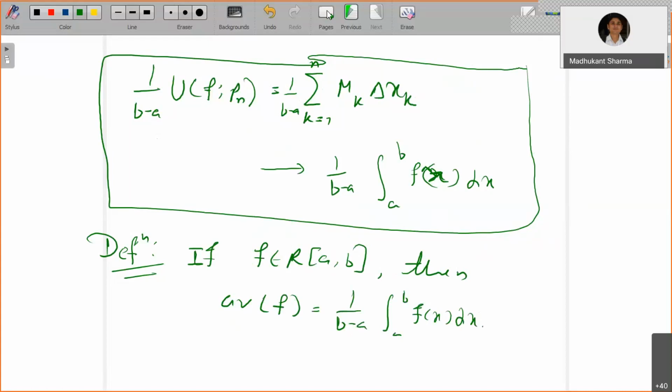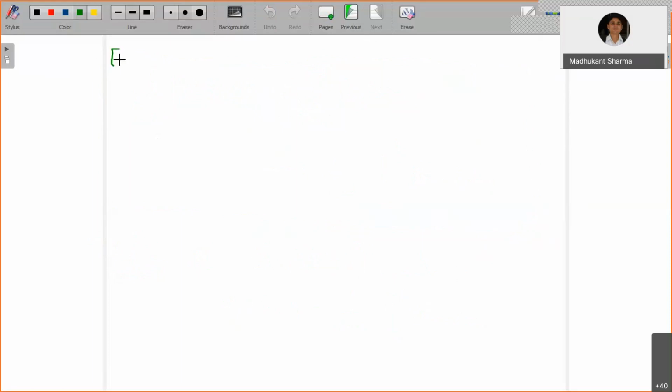So we are going to look at one example for this case. Let's take one example. Let's say, find the average value of the function f of x equals square root of 4 minus x square on the interval minus 2 to 2. I wish to find this out.